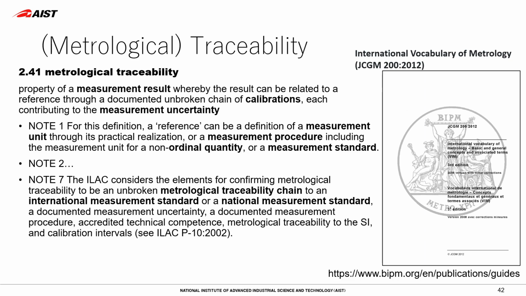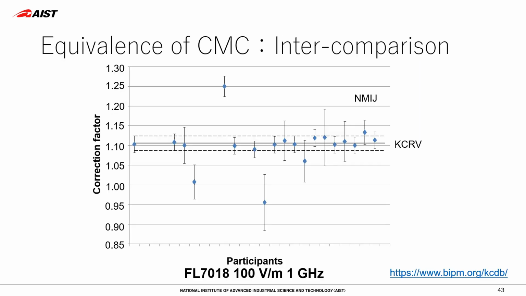Once the equivalence of the measurement and calibration capability of a National Metrology Institute with the others is shown, the result measured by an accredited laboratory in another country is linked accordingly. But how to show the equivalence among the national institutes? This is the way to do it. National Metrology Institutes come together and carry out international comparisons.